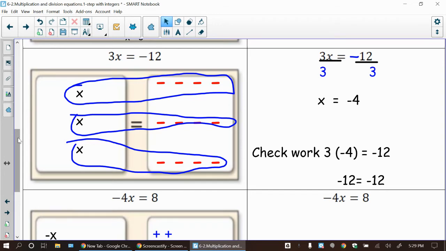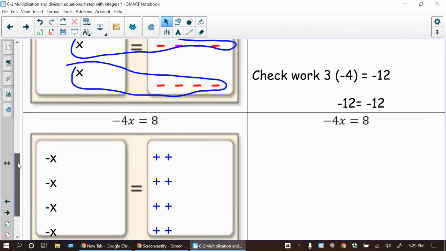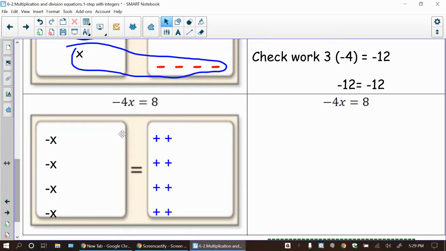All right, the next one we have negatives. This gets a little tricky. All right, my answer is not x equals a positive 2. I got to get rid of these negatives. So to get rid of them, we have to do the opposite of what we have over here. So to make this a positive, that's really like multiplying it by a negative 1. Okay? That's how you get your positive.